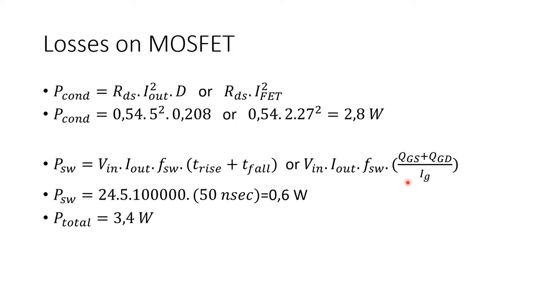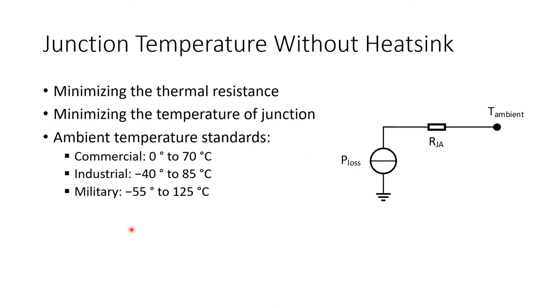But if you are implementing it on a specified gate current, this can give more accurate switching loss results. After inserting the required parameters, we have found that the switching loss is around 0.6 watts. That results in a total power loss of 3.4 watts. Now we can move on to the thermal part of the tutorial.